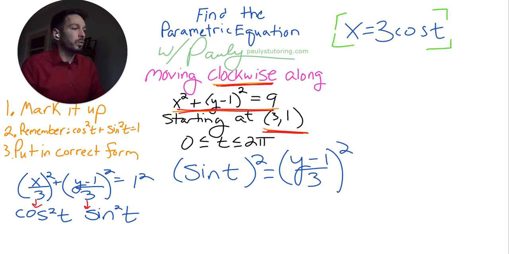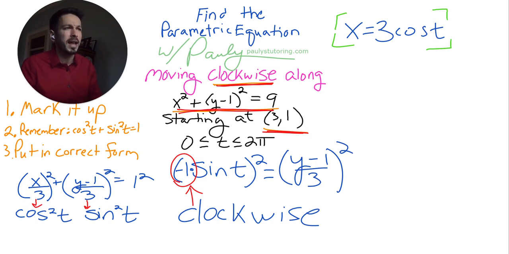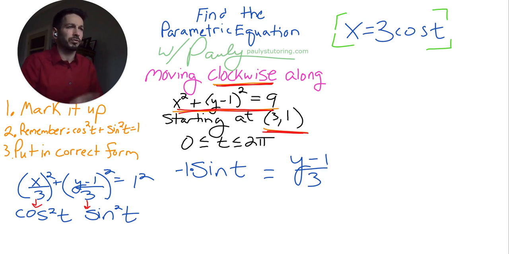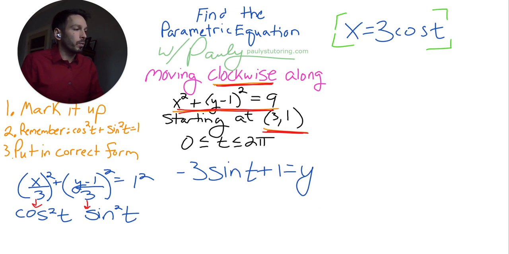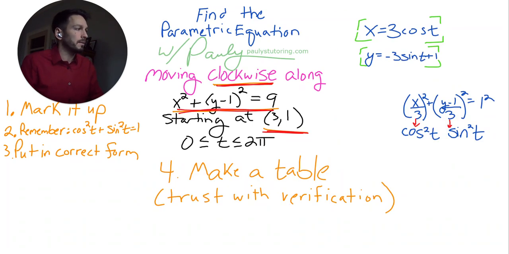Now, sine squared equals the other term, y minus 1 over 3 squared. Well, that's for counterclockwise. That's our normal direction. But in this case, we don't want counterclockwise. We want clockwise. So we're going to put a negative in there. The squares will cancel out just like the other one. And we're left with negative sine of t equals the right side. Well, now we can just isolate y. And by moving the 1 over, y equals negative 3 sine of t plus 1.